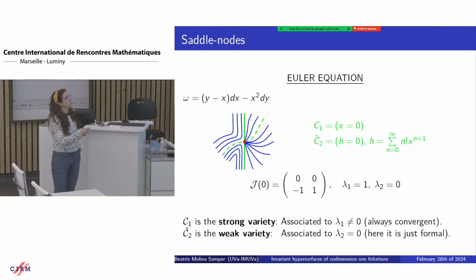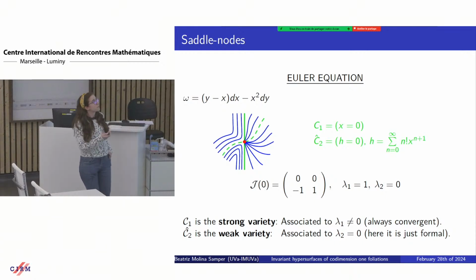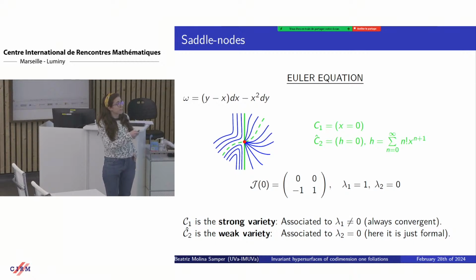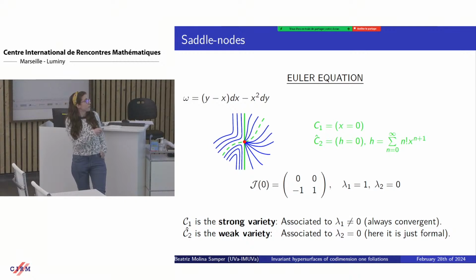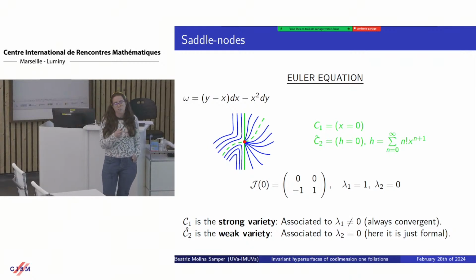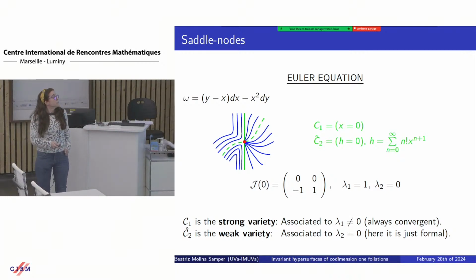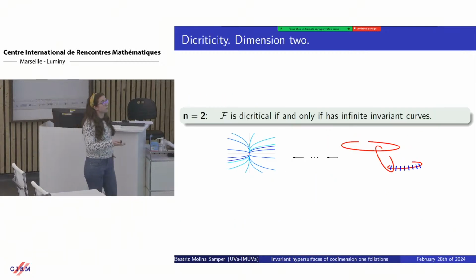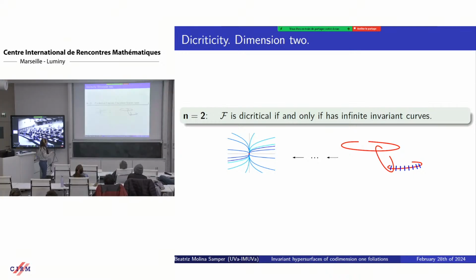Okay. Well, this is an example of a saddle node. Of course, the picture is a real picture, where we have the strong variety, associated to the non-zero eigenvalue, which is x equal to 0, and the weak variety is just formal but does not converge. Okay, so in dimension 2, the problem of existence of invariant curves is trivial if the foliation is dicritical, because in dimension 2, being dicritical is equivalent to having infinitely many invariant curves. Being dicritical means that after a sequence of blowing ups, I obtain a component of the exceptional divisor that is not a leaf of the foliation, where the foliation is generically transversal.